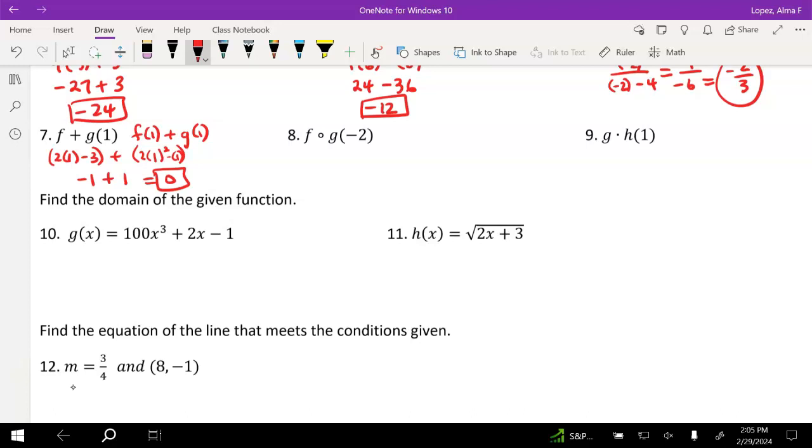For f of g of negative 2, we bring the first function down. The second function goes in the bracket. So we're going to have f of whatever g of negative 2 is. For g of negative 2, in function g, I will plug in a negative 2 and then clean that up. Negative 2 squared is 4, times 2 is 8. Minus a negative 2 is going to give us plus 2. So now this turns into f of 10.